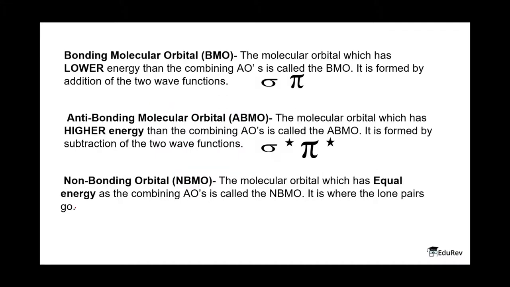We also have something called non-bonding molecular orbitals. Now these are the molecular orbitals which have equal energies as compared to that of your combining atomic orbitals, okay? And they're called NBMOs or non-bonding molecular orbitals. And this is where the lone pairs go. So lone pairs are the electrons which actually do not take part in a chemical combination. And if they're not taking any part, they should have the same energy as before. So that is why they will have energy exactly the same as that of the combining atomic orbitals, and they are called non-bonding molecular orbitals.